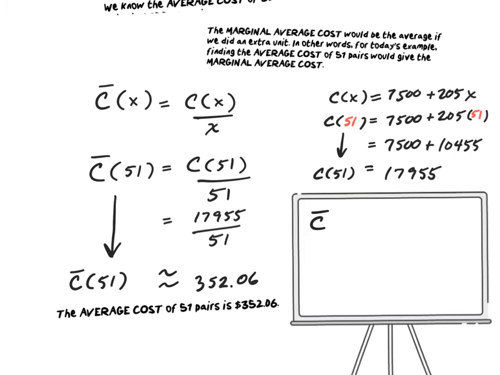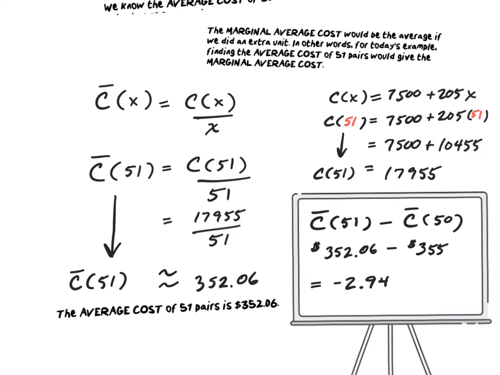So now we're going to figure out what our marginal average cost is. Now that I know the average for 51 pairs, I can subtract the average of 50 pairs. And what that gives me is $352.06 minus $355. And that gives me a negative $2.94. This is my marginal average cost.